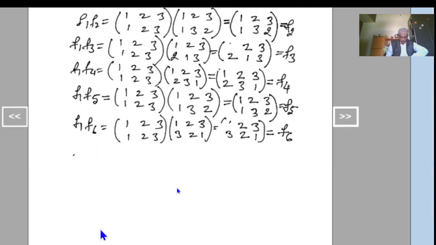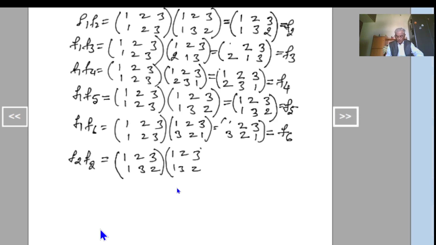I start with F2. Here you can consider F2, F1. F1, F1 is the same, again we get F1 itself, 1, 2, 3 / 1, 2, 3. Okay. Next I will consider F2, F2. What is F2? F2 is 1, 2, 3 / 1, 3, 2. Taking 1, 2, 3 / 1, 3, 2 into F2 again, this is equal to 1, 2, 1. That is finally 1, 2, 1.